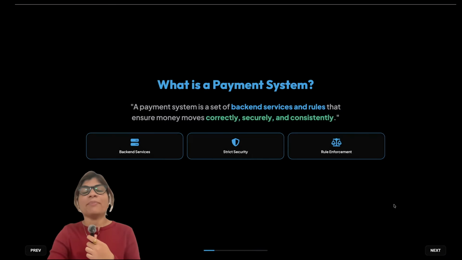Now, how do we define a payment system? A payment system is a system used to settle financial transactions through the transfer of monetary value. So, basically, it is a set of backend services and rules that ensure money moves correctly, securely, and consistently. It is easy to understand on the surface, but it is also intimidating for many developers to work on, like a small slip could potentially cause significant revenue loss or destroy credibility among users.